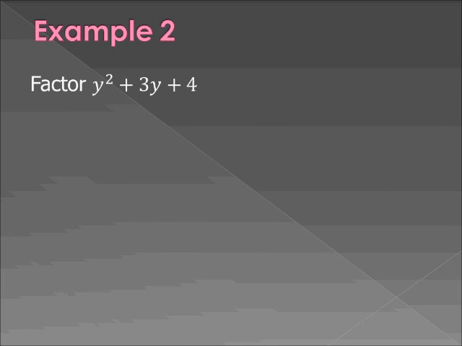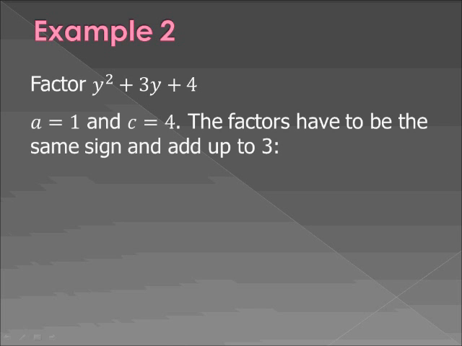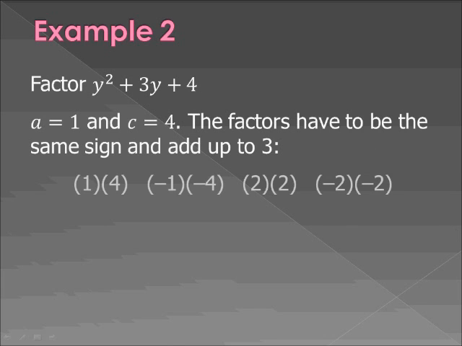So take a look at example 2. Factor y squared plus 3y plus 4. Having gone over this, you would expect this one will probably be prime because I just talked about it. So you have a equals 1 and c equals 4. You have to look for factors of 4 that add up to 3. And they have to have the same sign because c is positive. So you have 1 times 4, negative 1 times negative 4, 2 times 2, and negative 2 times negative 2. Well, guess what? None of them add up to 3.